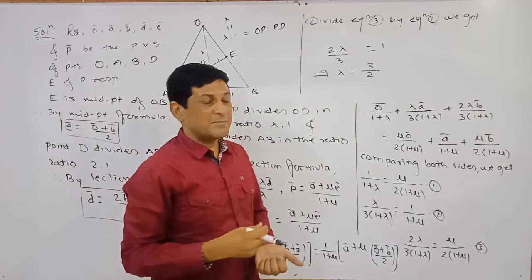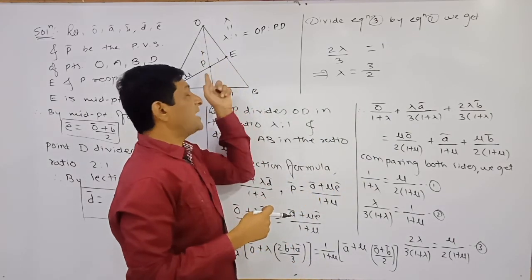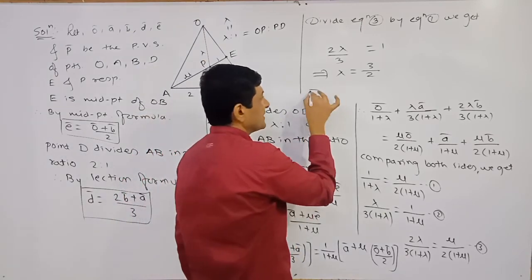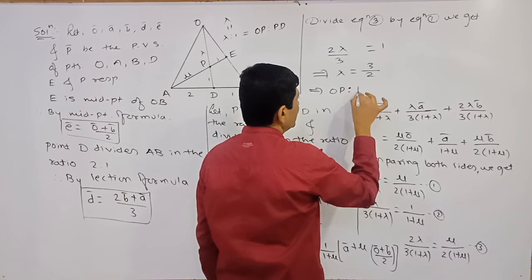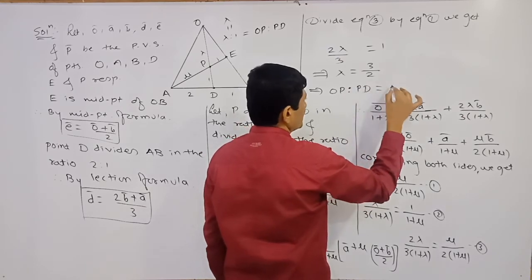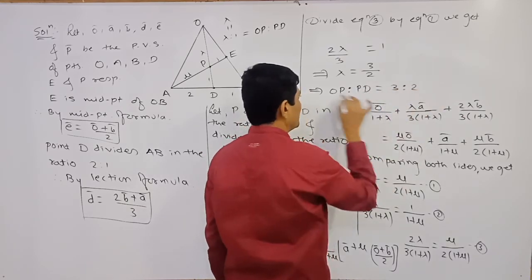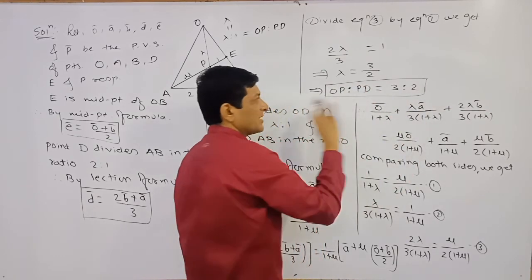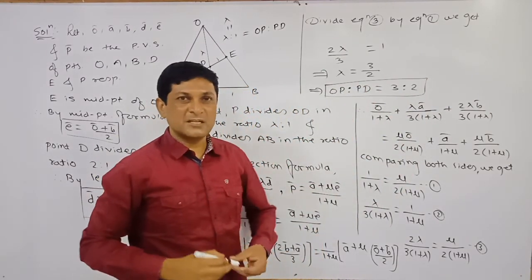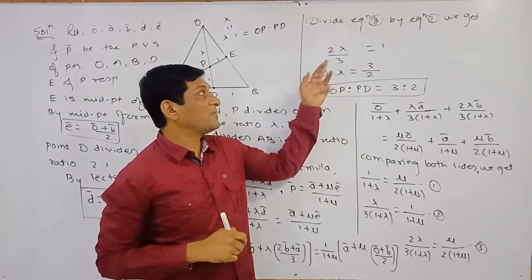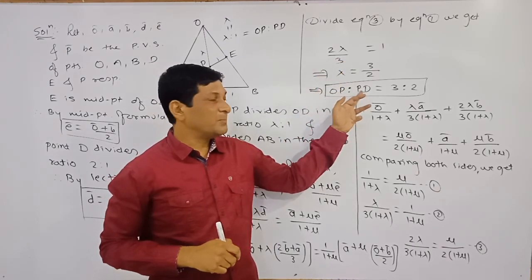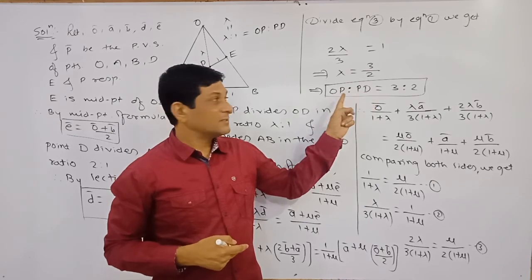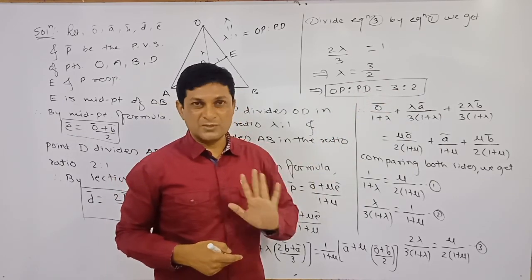What is lambda? Lambda is nothing but ratio of what? OP and PD. So this implies that OP is to PD will be equals to 3 is to 2. In this way we have got our required ratio. So in this example the part is to find out value of what? Lambda. And lambda means OP is to PD. So this ratio will be equals to 3:2.